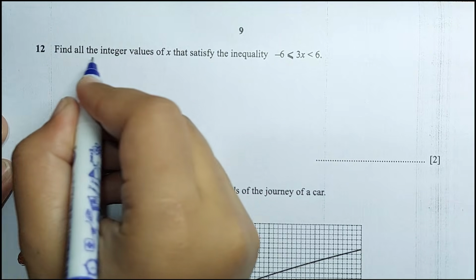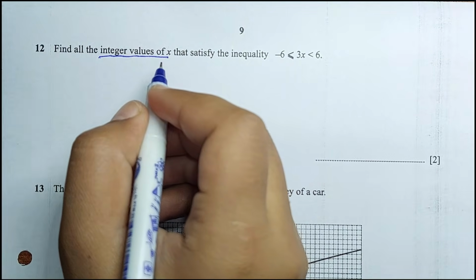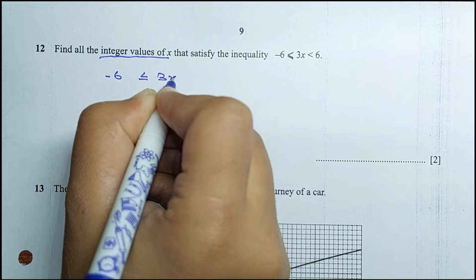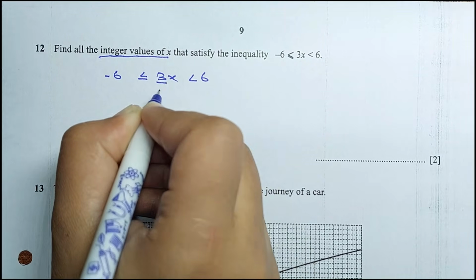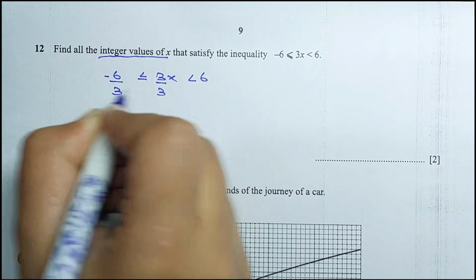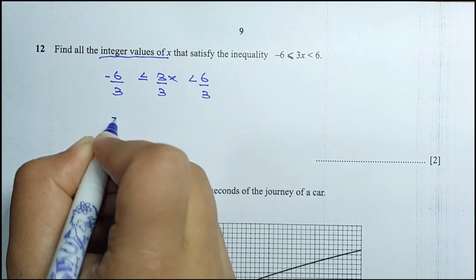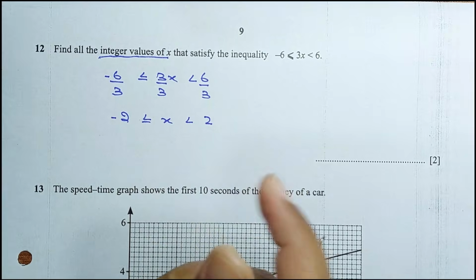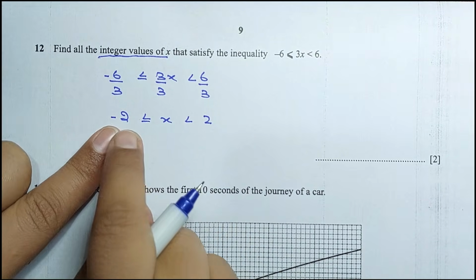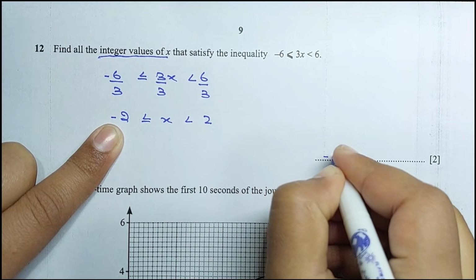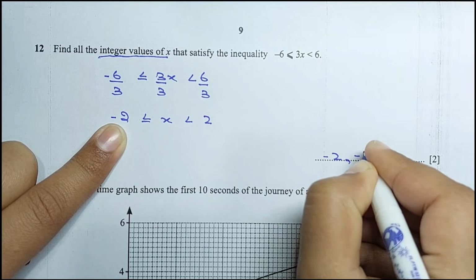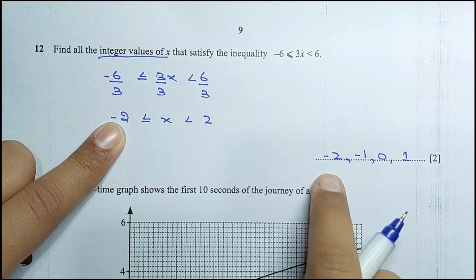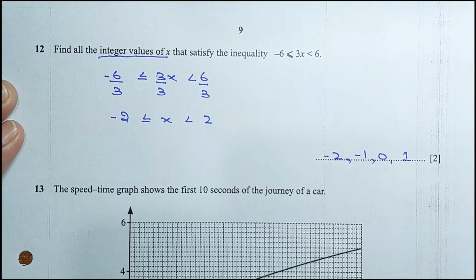Question number 12. Find all integer values of x which satisfy the inequality -6 ≤ 3x < 6. Dividing by 3 on both sides to get the value of x: 3 times 2 is 6, so -2 ≤ x < 2. So all the integer values from -2 to 2: -2 is included, -1, 0, and 1, but 2 is not included. These are the integer values that satisfy the inequality.